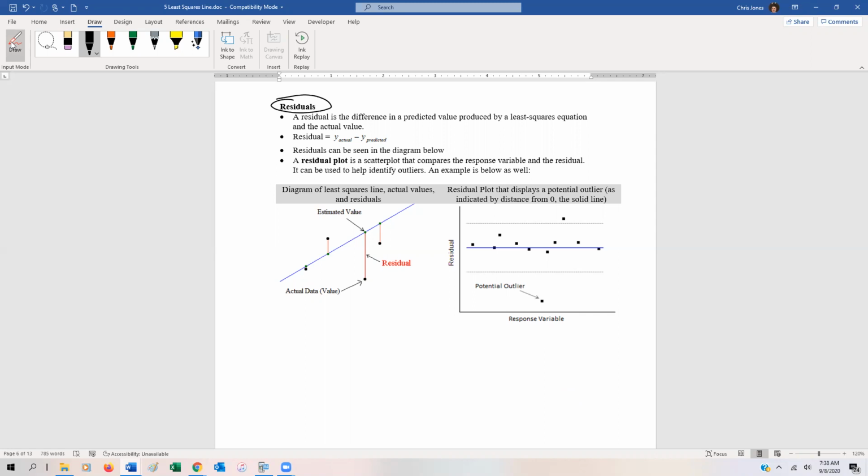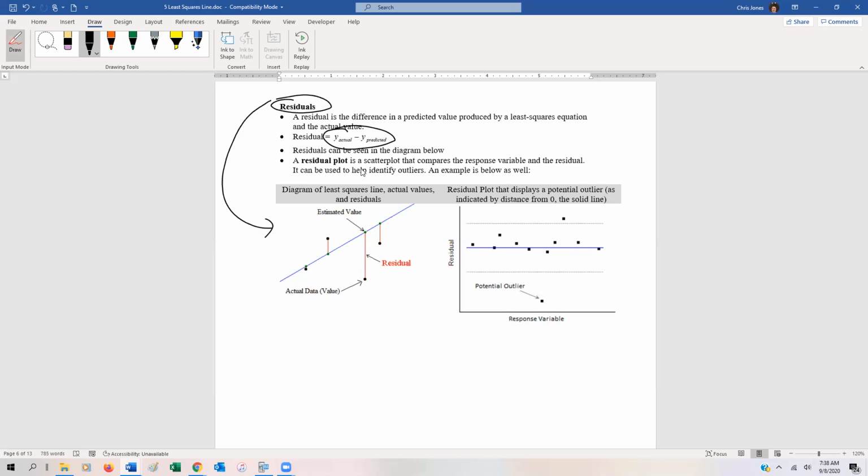And you can see in the picture that not every point is going to fall exactly on the least squares line. So this red distance between the point and the line is going to be called a residual. A residual is pretty easy to compute. It's going to be y actual minus y predicted.